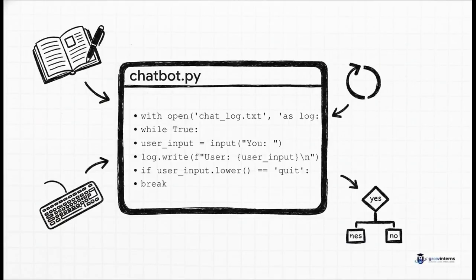And here it is. This is how all those pieces snap together. See? First, we open our chatlog.txt file. Then, our while True loop kicks off, starting that endless cycle. Inside, we use input to grab whatever the user types. The very next line writes that input directly into our log file. And finally, we have our if statement, our decision maker. It checks if the user typed quit. If so, the break command kicks in and shuts down the loop. It's so simple, but it's incredibly powerful.